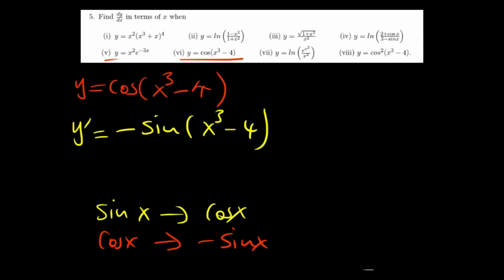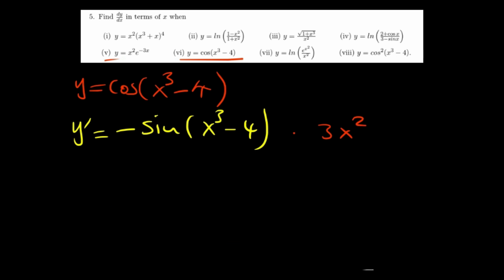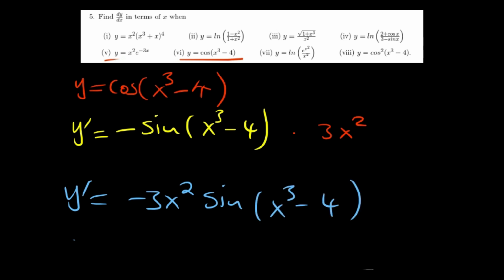Now don't forget that you're supposed to multiply by the derivative of what is in the brackets. The derivative of what is in the brackets is 3x squared. The constant minus 4 just disappears. So what you end up with would be negative 3x squared and then sine of x to the power 3 minus 4. So what is your derivative there?